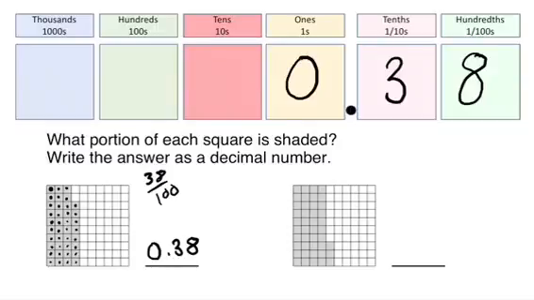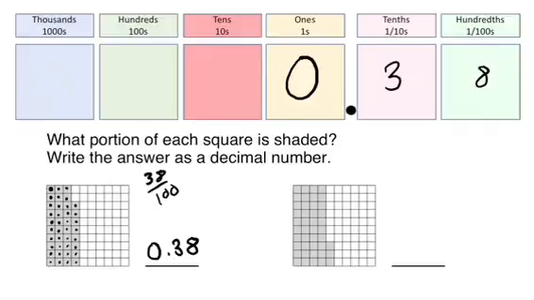Well, I can't write 38 in the hundredths box. You're not allowed to do that. So that 3 is going to have to move over into here. And now look, I get 0.38. I get exactly the same number.